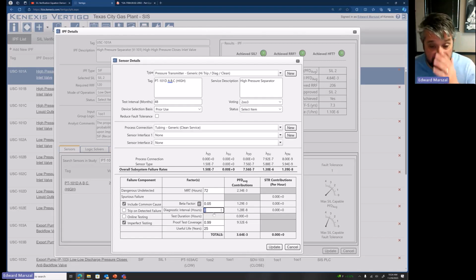Okay, so when you see this, you'll see that this PFD or unavailability is associated with: I have had a dangerous failure, I detected it, but I'm going to continue to run the plant and not perform a shutdown. I'm going to leave the safety function unavailable until I can repair it. So that's the unavailability between when the failure occurs and when you can repair it. Okay, the next term down is our online testing term. And right now I have it unchecked.